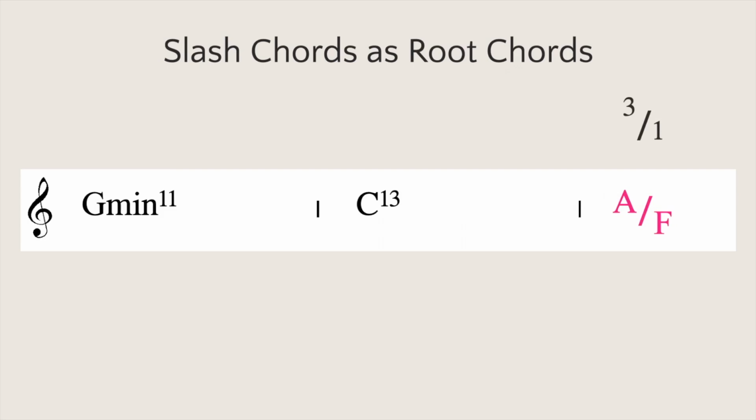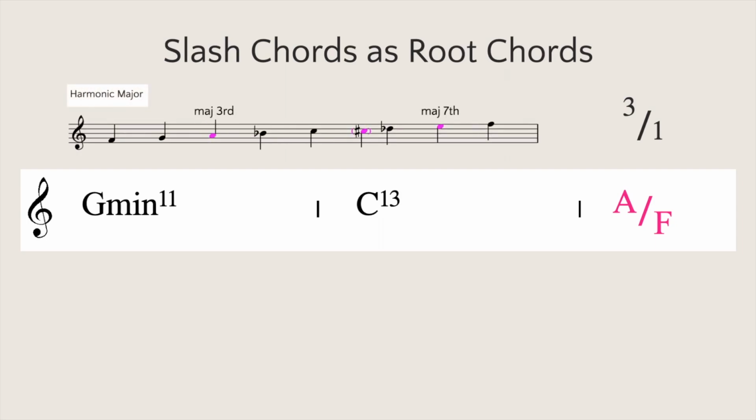3/1 is one of the most distinctive and modern sounding jazz chords. Used in the context of a root slash chord, it can access harmony from the harmonic major. The harmonic major differs from the standard major scale in that it has a flattened 6th, yet it still retains the major 3rd and major 7th, which means it has the correct guide tones for the sequence.